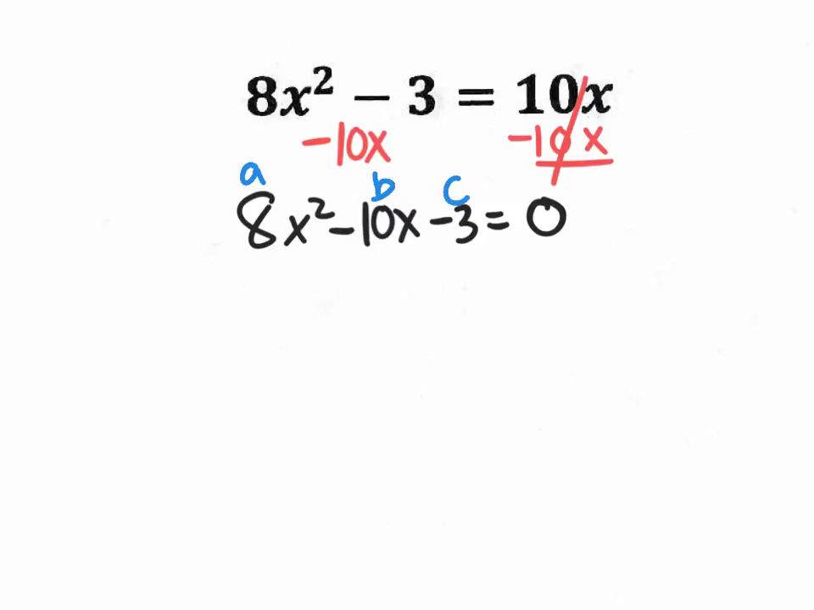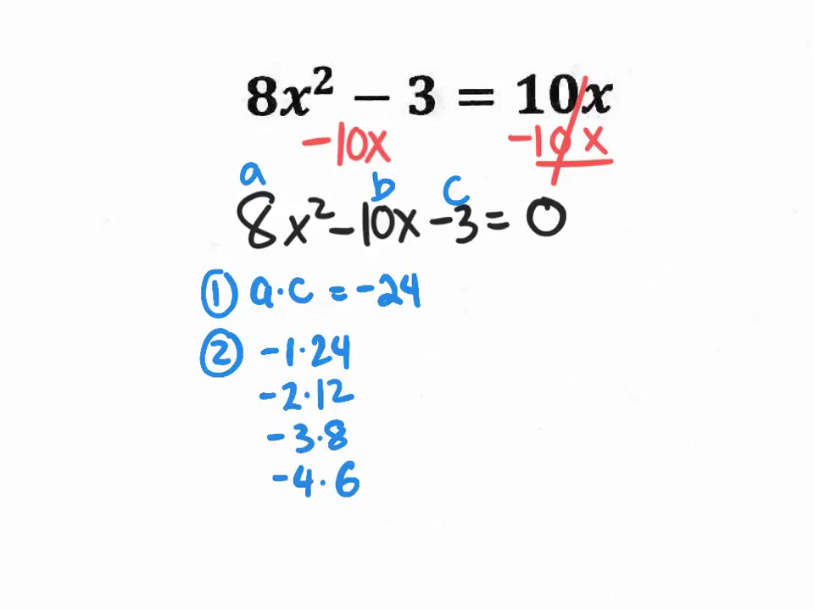We are forced to factor using the multi-step process, right? Step 1 is to multiply a times c, and we will get negative 24. Step 2 is to think of the multiples of negative 24. And I made a list. Now we want to think of the multiples of negative 24 that combine together to give us the b value, negative 10, right? That's a b value.